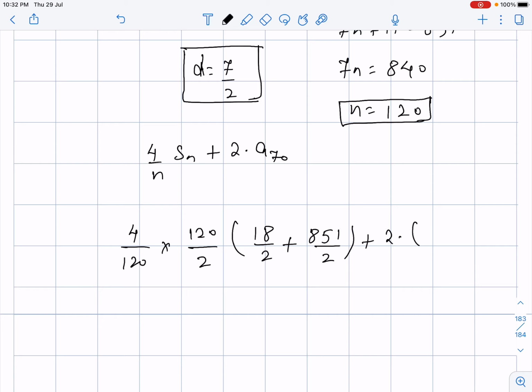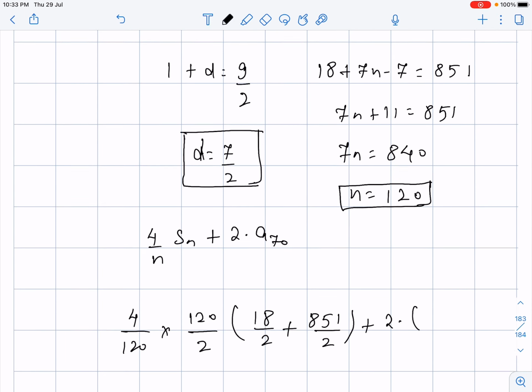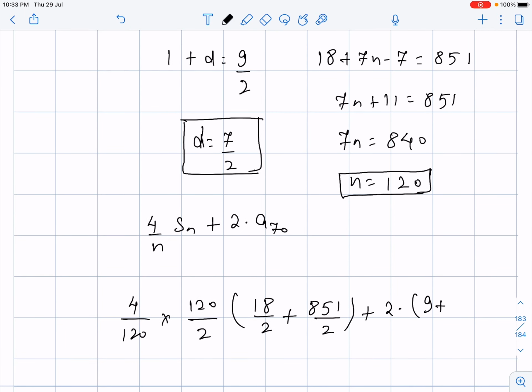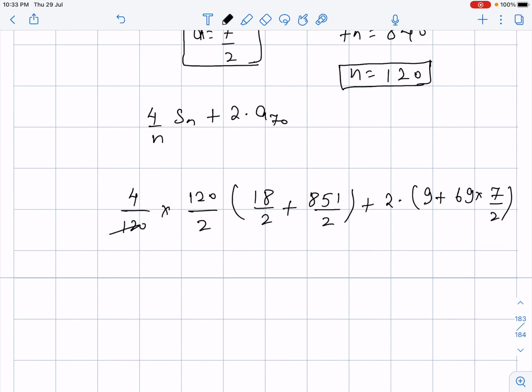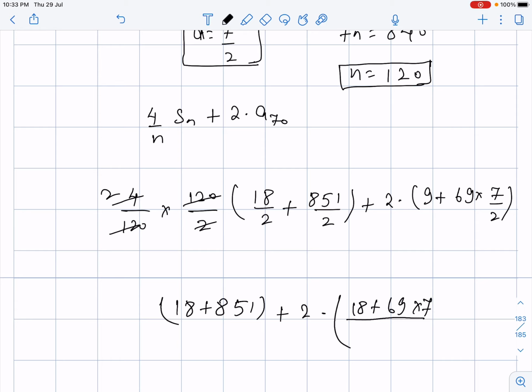plus 2 times A70, that is A plus 69D. And what is the value of A we are knowing? A is 9 we are knowing, plus 69 multiplied by 7 upon 2 will be our final answer. So proceeding further, 120 will be gone. This 2 will get cancelled, and 18 plus 851 will be remaining over here. Then plus 2 multiplied by 18 plus 69 multiplied by 7 divided by 2 will be coming over here.